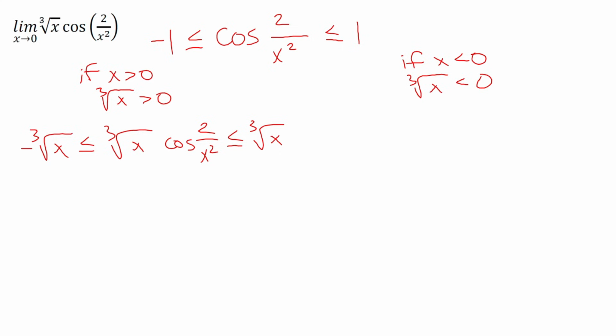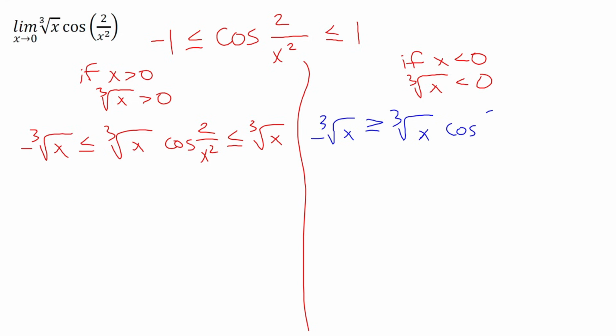But if I'm multiplying by something that's negative, then there's an issue here. I need to say that the negative cube root of x is greater than or equal to the cube root of x times the cosine of 2 over x squared, which is greater than the cube root of x. So I have to have two separate cases here.